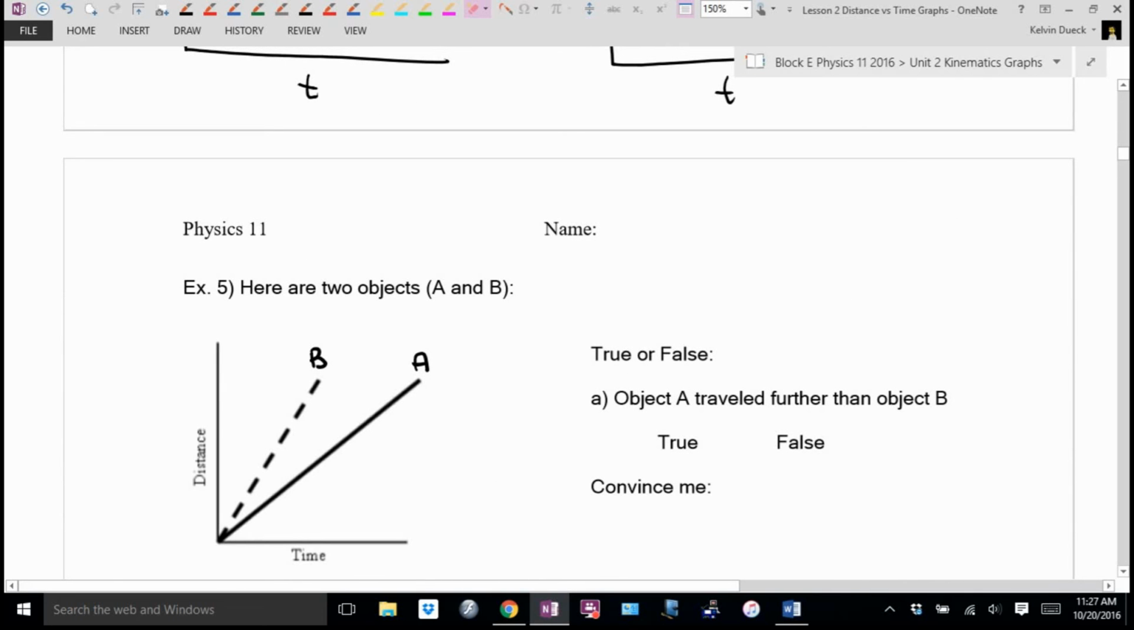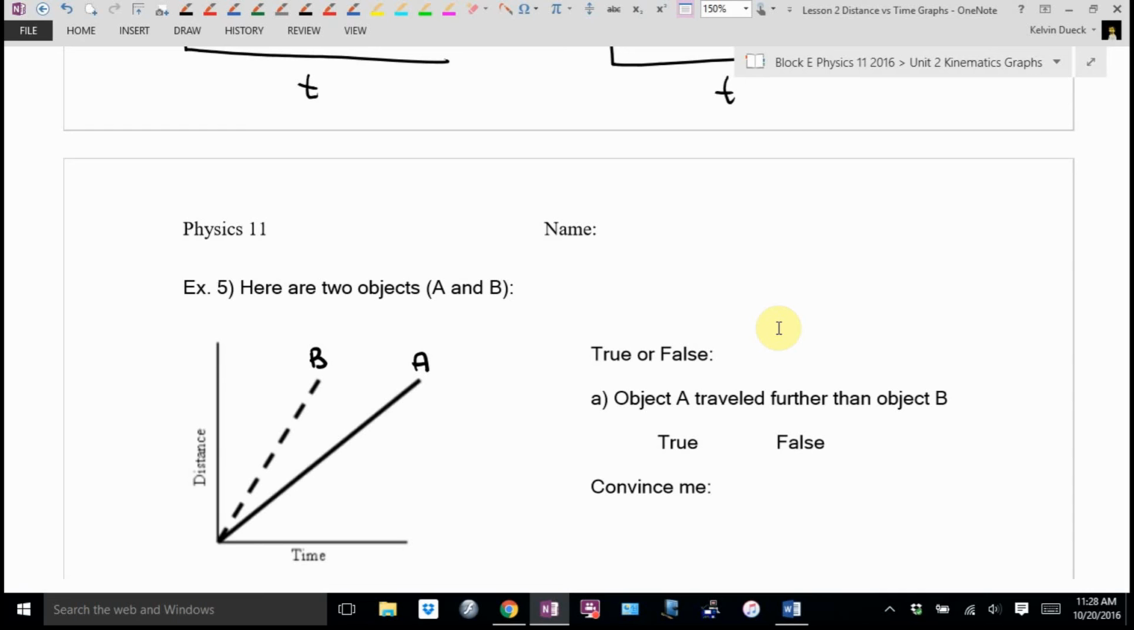Here are 2 objects. Object A, the solid line. Object B, the dotted line. Double check what kind of a graph this is. True or false? Object A traveled further than object B. It's funny because I saw about 10 people nodding their heads for true, and I saw about 10 people shaking their heads for false. The good news is, some of you are right.